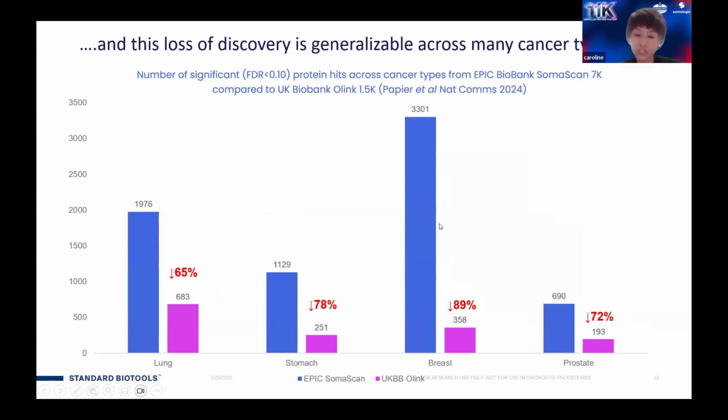They thought, okay, maybe this is specific to breast cancer. How about other cancer types? Do we see the same phenomenon? So they also looked into lung, stomach, and prostate cancer. This time they compared to the UK Biobank data sets, which were run on the previous Olink 1.5K panel. So here is a comparison between the EPIC Biobank SomaScan 7K data versus the UK Biobank Olink 1.5K panel, showing the reduction in the biomarkers you can discover when you choose a lower-plex panel.